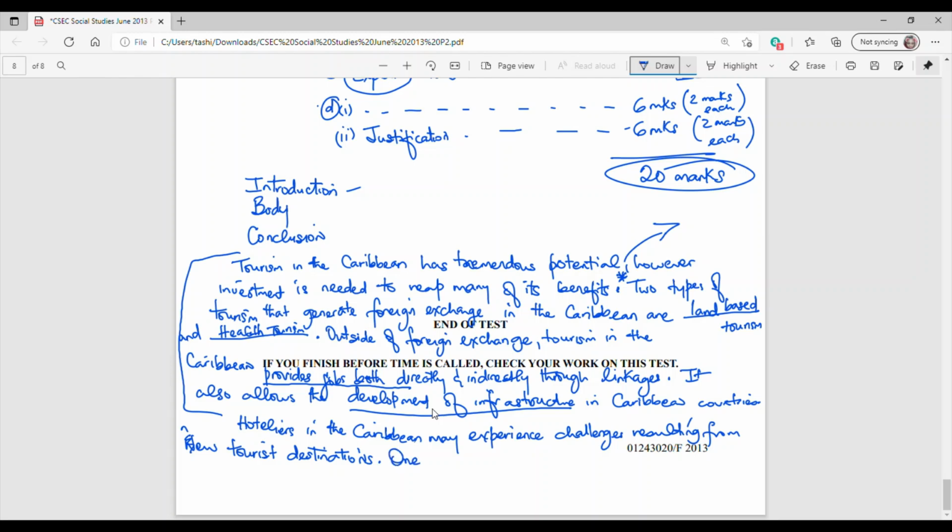One challenge could be a reduction in the number of tourists visiting the Caribbean.